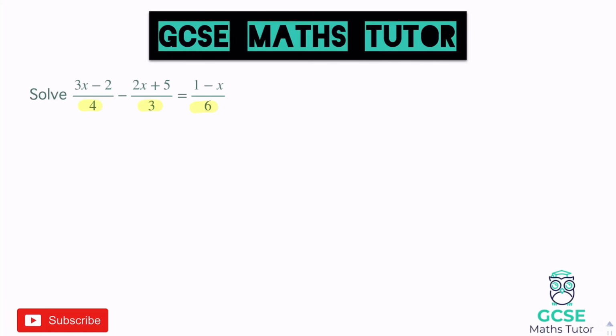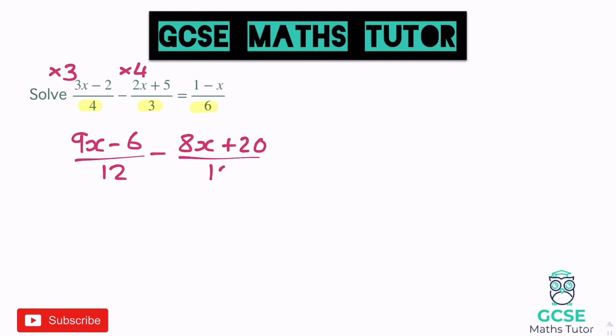So if we times this first fraction here, top and bottom, by 3, again with times in both those pieces on the top, we get 9x minus 6 over 12. And we're going to take away, and we're going to times top and bottom by 4 this time, again to get 12 on the bottom. So we get 8x plus 20, and again that's all over 12, and again if we do it to the one at the end as well, so times that by 2, we get 2 minus 2x all over 12.